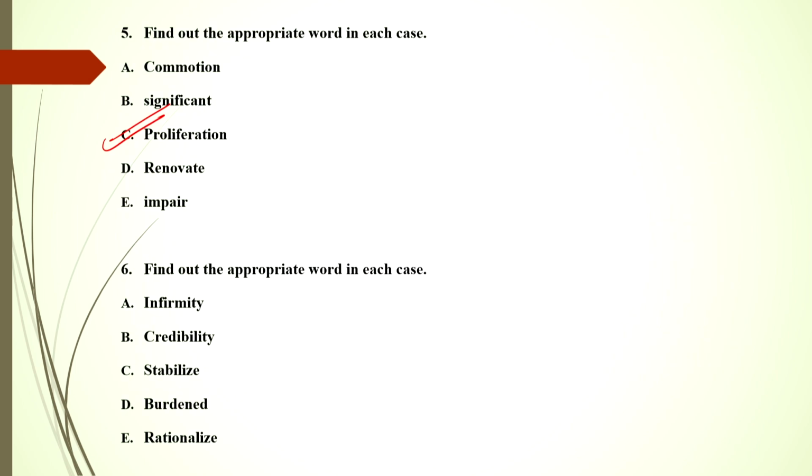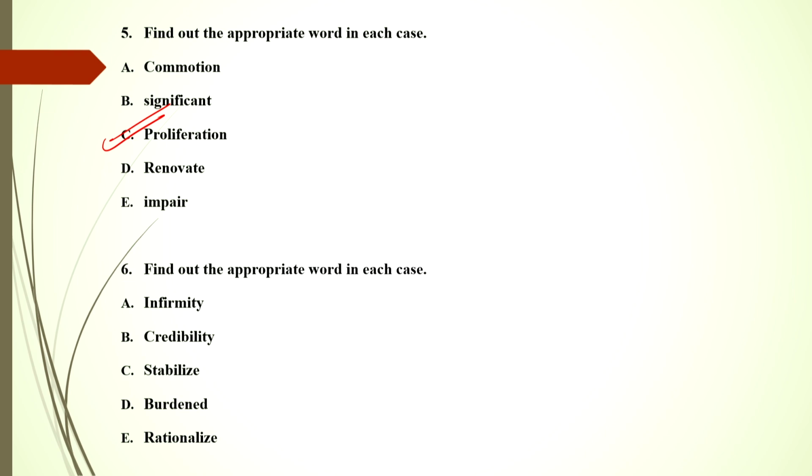So, let's look at the meaning of the given options. First is commotion. It means a state of confused and noisy disturbance. Next is significant. It means important. Clear? Now, next is proliferation. It means a rapid increase in the number or amount of something. Next is renovate. It means restore to a good state of repair. Last is impair, that is to weaken or damage something. Hence option C is our correct answer.